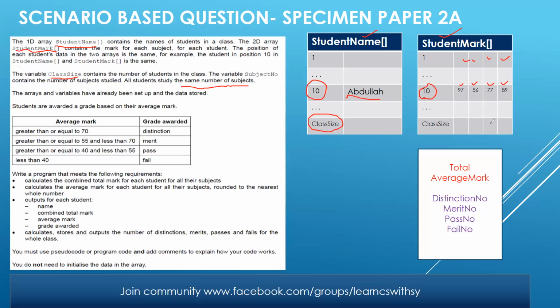And now we are going to move further. Any questions? May I move ahead? The arrays and variables have already been set up and the data stored. Now, please just read the instruction. It says very clearly the arrays and variables have already been set up and the data stored. So it means I don't have to go for any inputs, isn't it? Input is not needed. Yes, that's great.